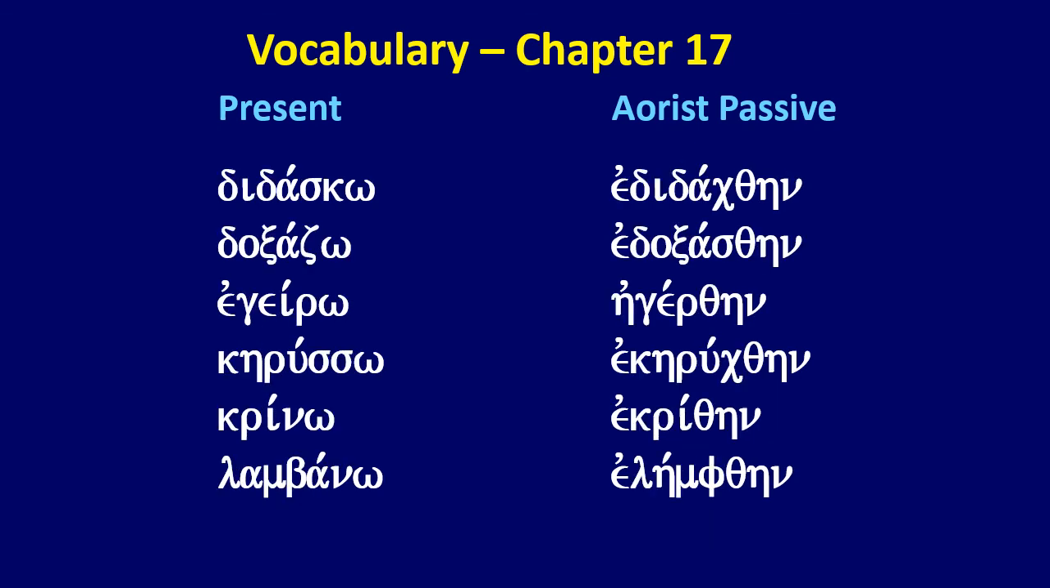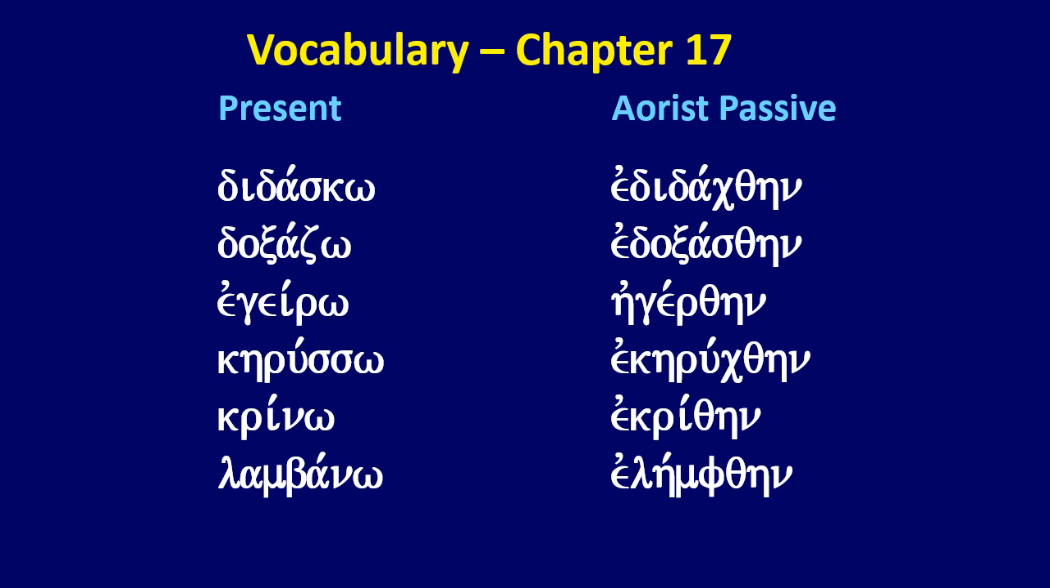Next on the list is didasko, present tense, and then edidachthein would be the aorist passive form, I was taught. Then we have doxazo, I glorify, and then edoxasthein, which would mean I was glorified. Then we have egeiro, I raise up, or egertheín, I was raised up. And then kerusso, I preach or proclaim. And then ekeruchthein, I was proclaimed. And then krino, meaning I judge. And then ekrithein, meaning I was judged.